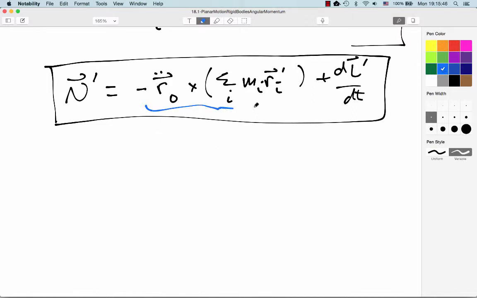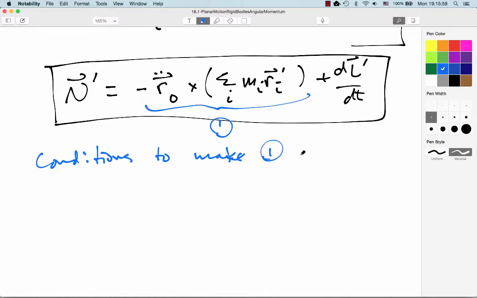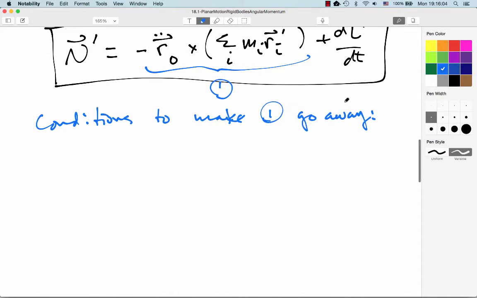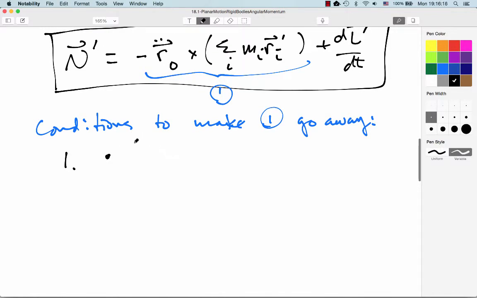So we'll call it term 1. So, conditions to make term 1 go away. All right, one possibility here. Typically, this is the sort of thing you'd be looking at if, say, you're looking at some sort of physical pendulum or something like that.